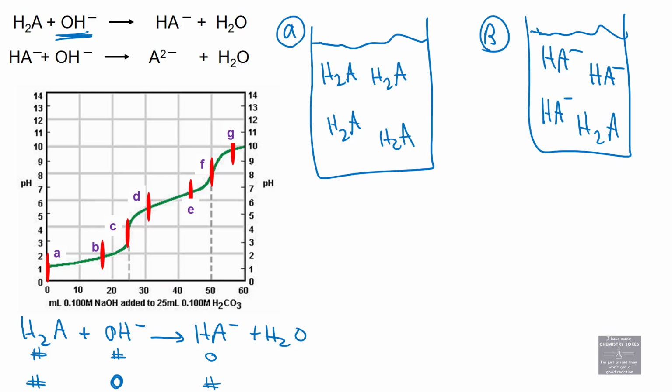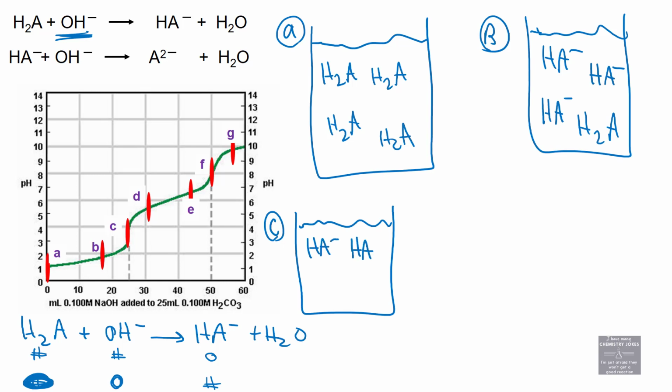So if we go on to beaker C, it is at the first equivalence point. Well, that means the bottom row of my limiting reactant table has all of the H2A run out. And there will be 4 HA minuses in solution because we started with 4 H2As.